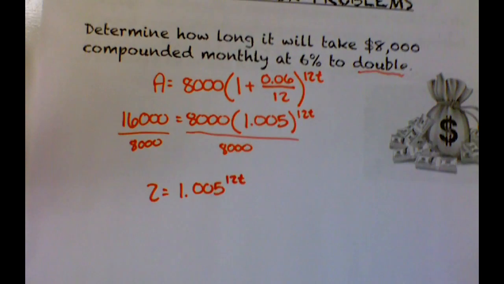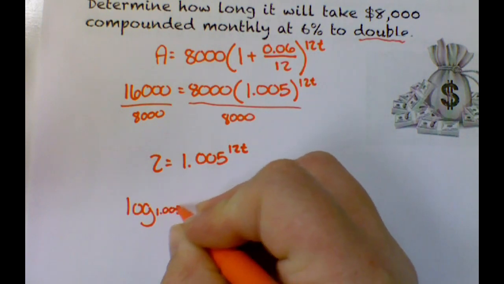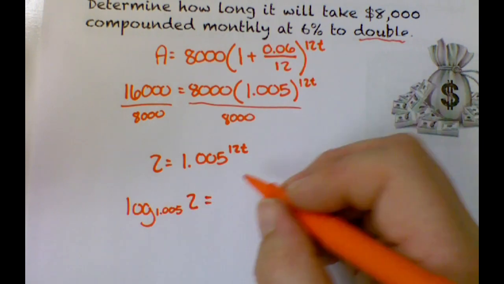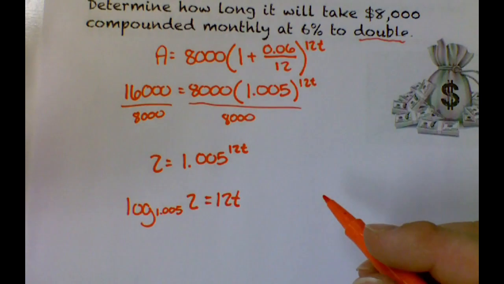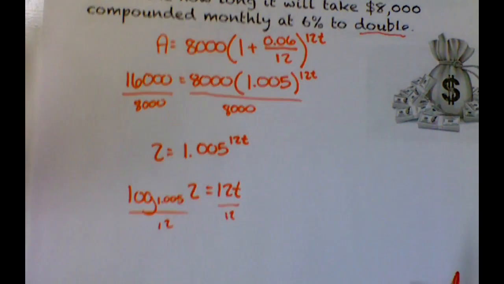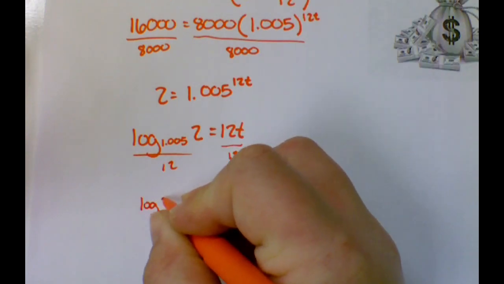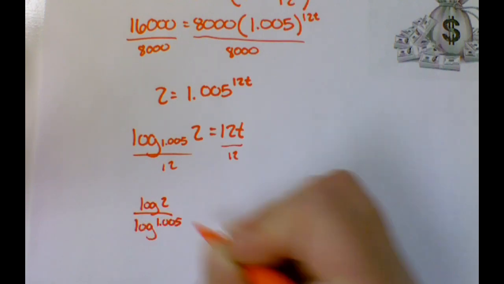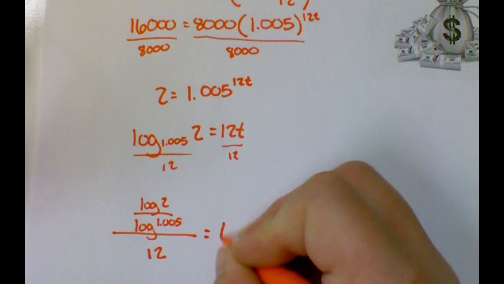Now we have to do a logarithm. The base of my logarithm should be the base of my exponent, so 1.005. Inside the logarithm is what it equals, so 2. And my logarithm should equal the exponent, which is 12t. To get my t fully alone, I'm going to be dividing by 12. And remember, to figure out log base 1.005 of 2, I need to use the change of base formula. So I can use log of or ln of 2 over log or ln, just make sure it matches, of 1.005. Then whatever I get there, I'm going to divide it by 12. And that'll tell me what t is.